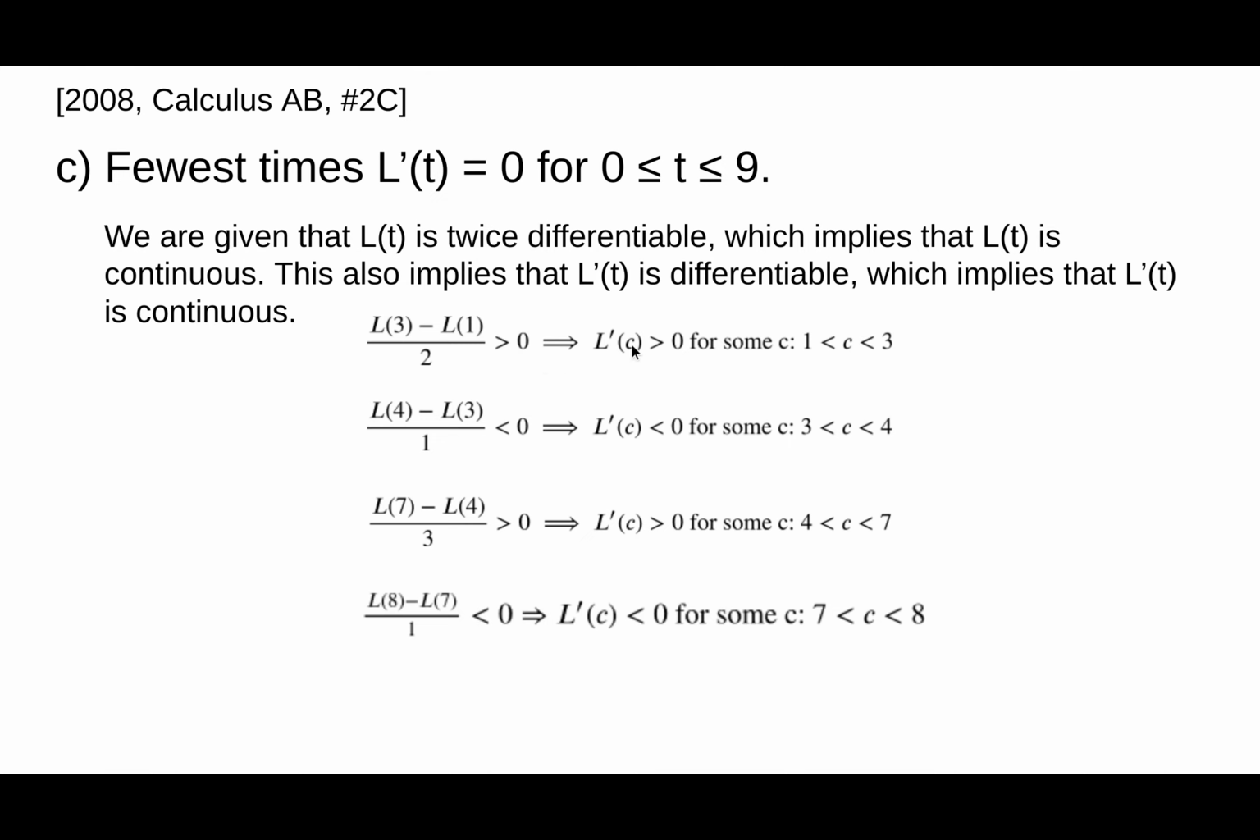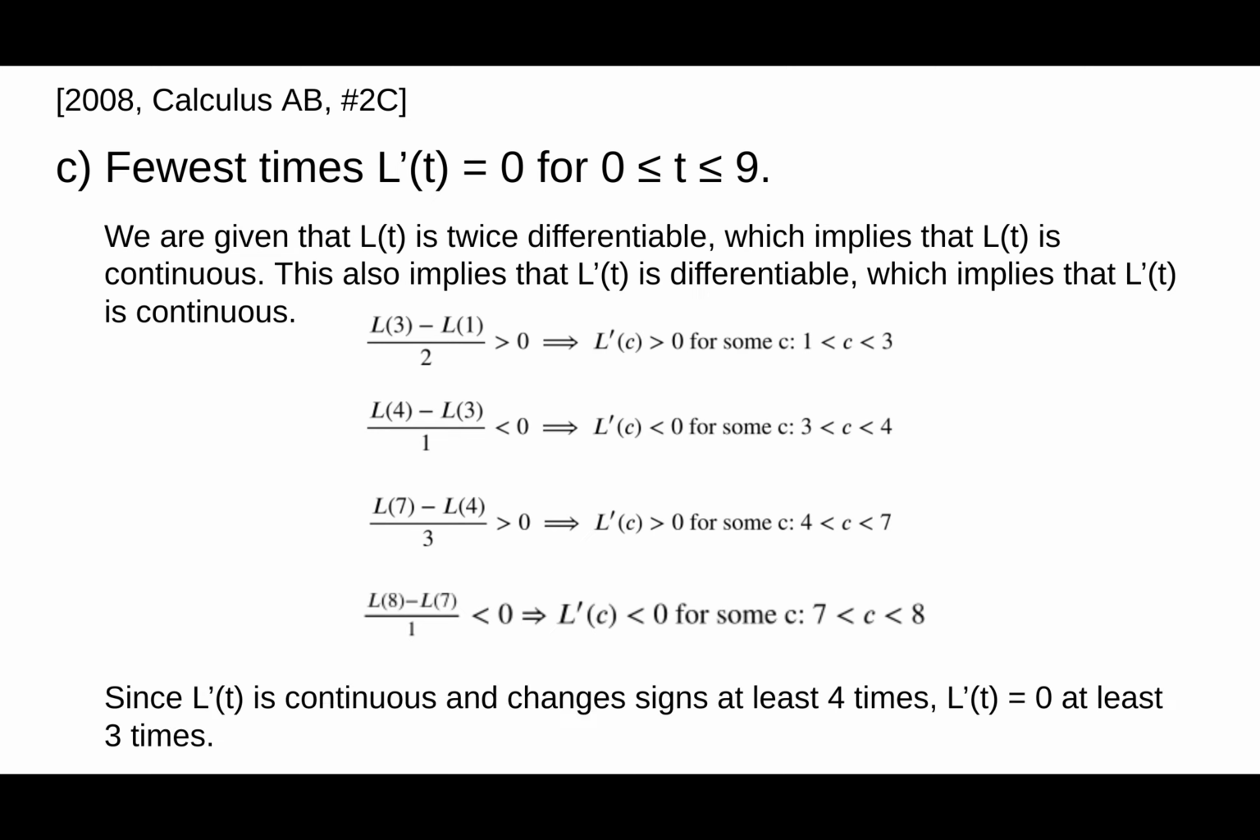So notice we've determined that there's a C value somewhere in this interval where L prime of C is positive, then it's negative, then it's positive again, then it's negative again. We've already concluded that L prime of t is continuous, so if L prime of t goes from positive to negative to positive to negative again, there are at least 3 sign changes in L prime of t. So there has to be at least 3 times where L prime of t is equal to 0.